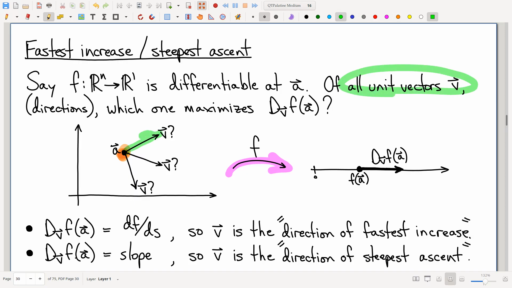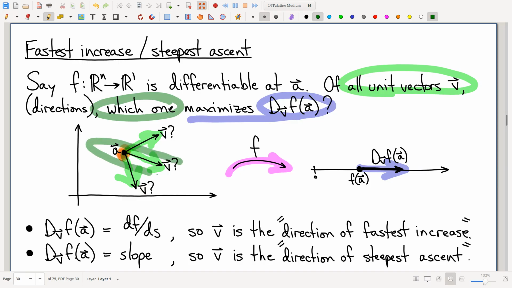Looking at unit vectors, we don't want to factor in speed. Obviously, if you move faster in the input, you'll move faster in the output. That's not what we're interested in. We're just interested in directions. Of all those unit vectors, if I want to maximize the directional derivative, namely how fast the function changes, how do I maximize that directional derivative? Which one of those unit vectors will maximize it? Does everybody understand the question before we dive into the answer? Okay, so a reasonable thing to ask.